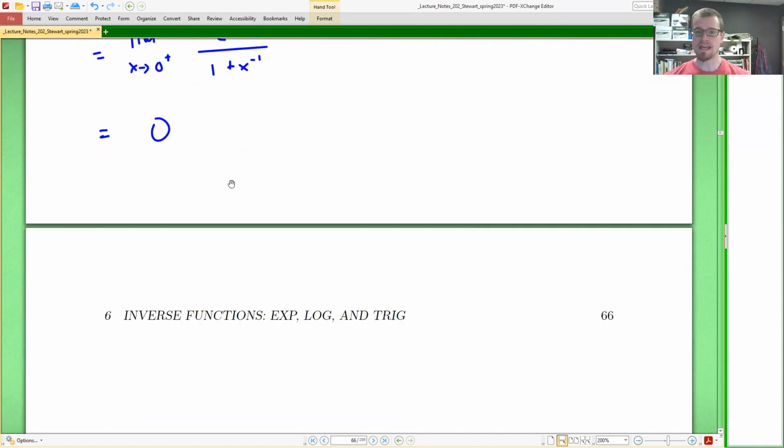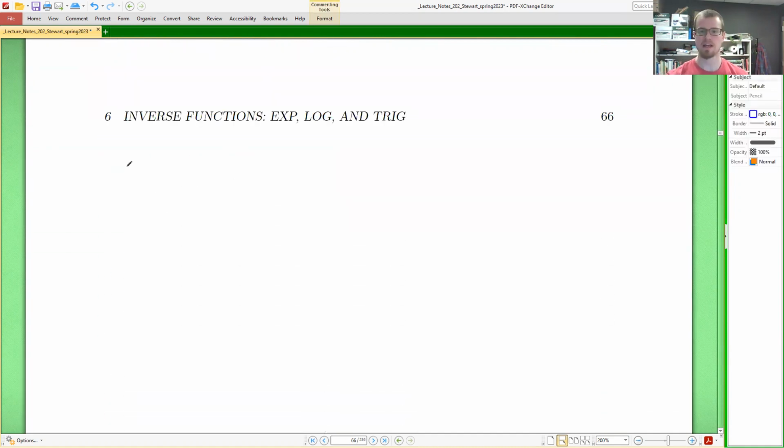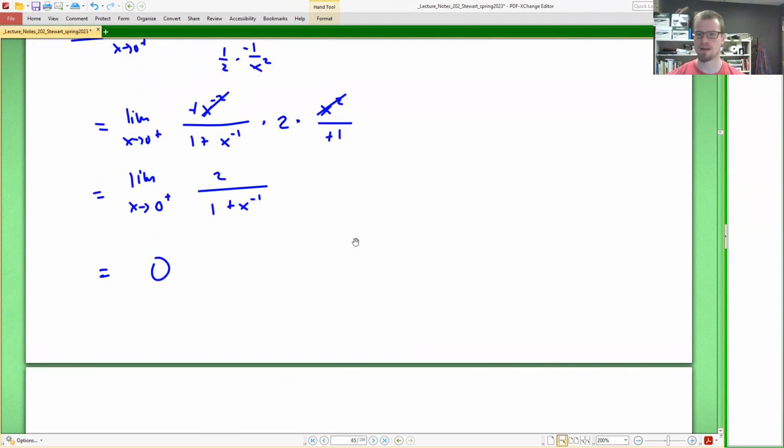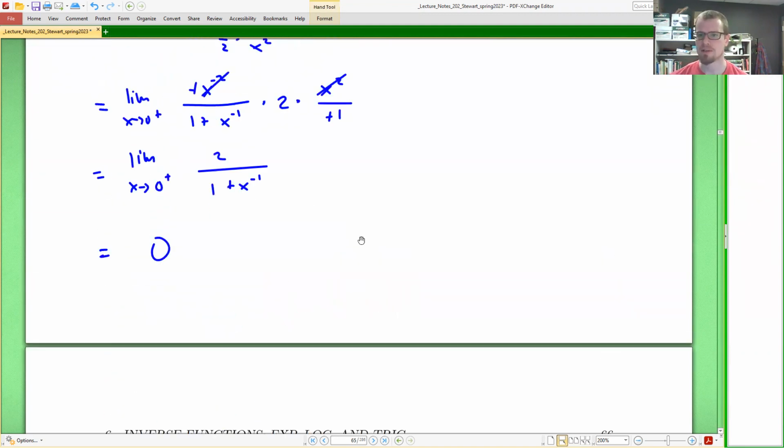The thing is that we are now saying then the limit as x goes to 0 from the positive side of the natural log of 1 plus 1 over x raised to the 2x is equal to 0. So this 2 did not make a difference. It appears.